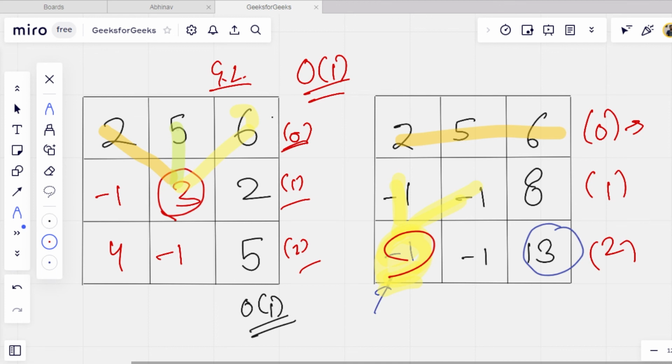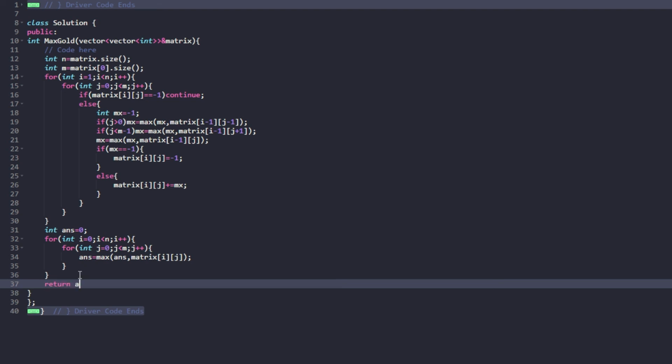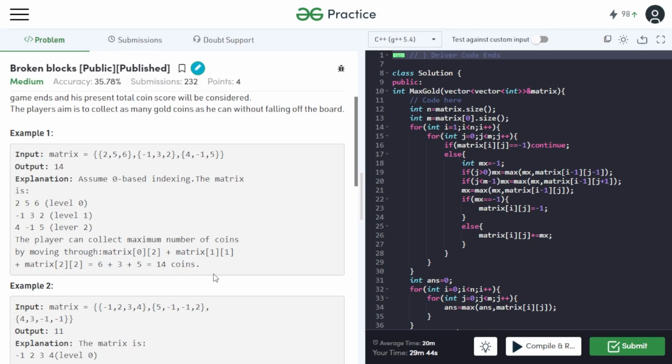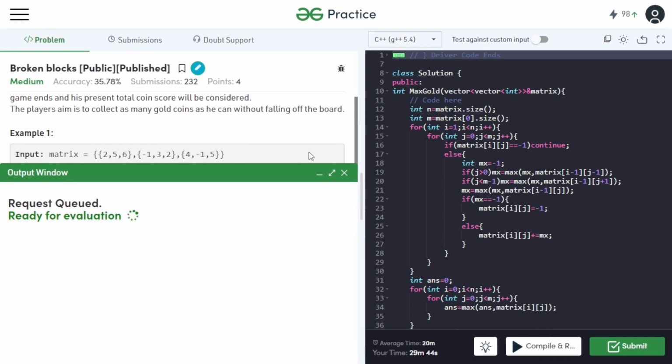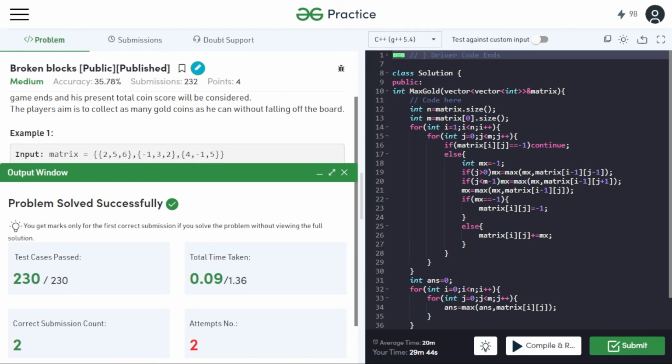Now let's submit the code. This is the code which we have written. First of all, we have to return the answer. Now we will run the code first. Our sample test cases are passed. Now we will submit it. So all the test cases are passed.